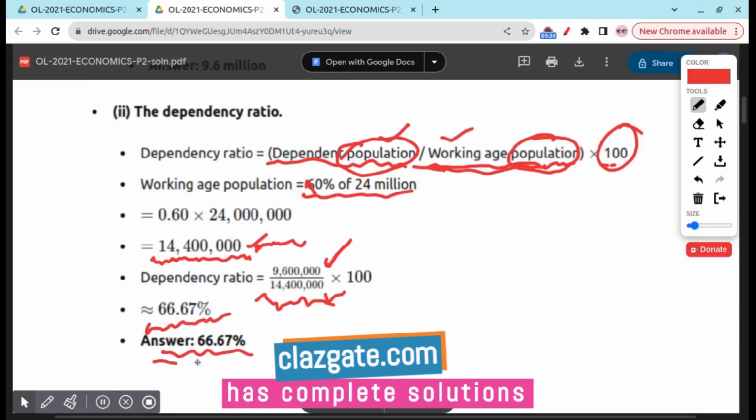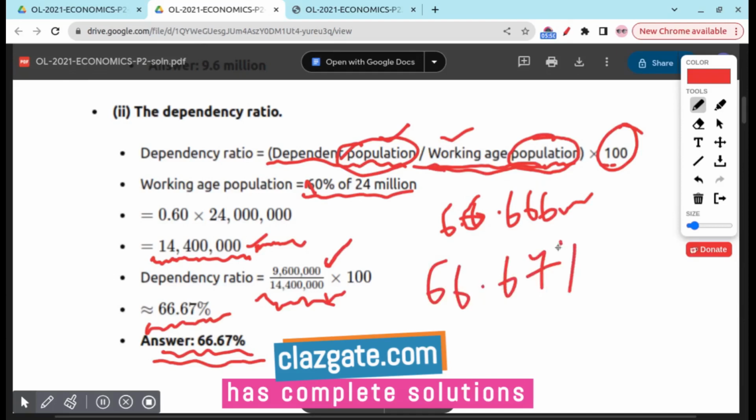Don't forget it's rounded up. So even if you put 66.666, they always take it, but it's always good to round up. So I've rounded up to 66.67%. Okay, percentage: dependency ratio is always multiplied by 100 to get the percentage.